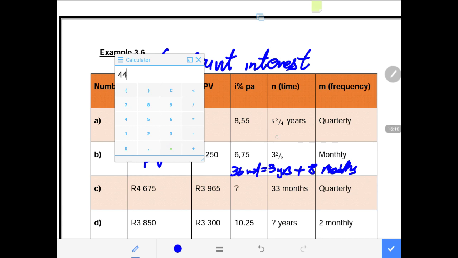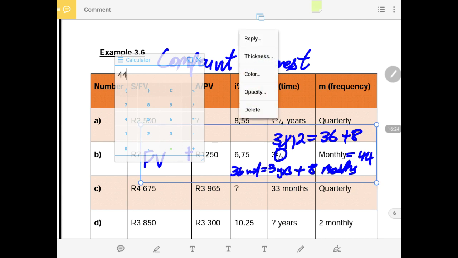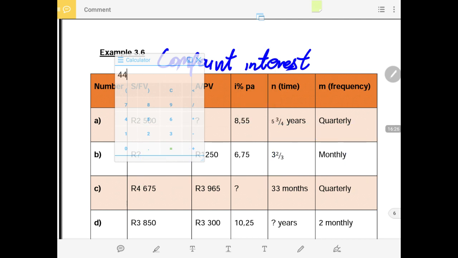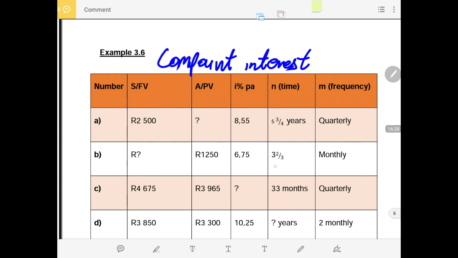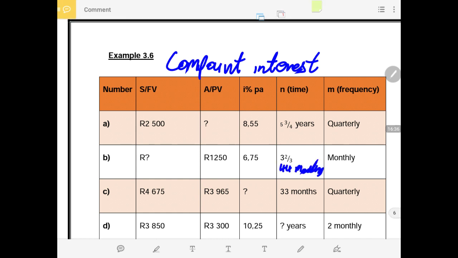Remember, 36 months is 3 years times 12. 3 times 12 is 36, plus the 8 months, we get a total of 44 months. So now that means this investment was invested for a period of 44 months.